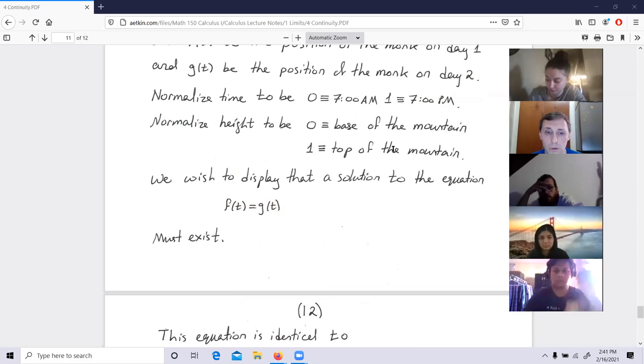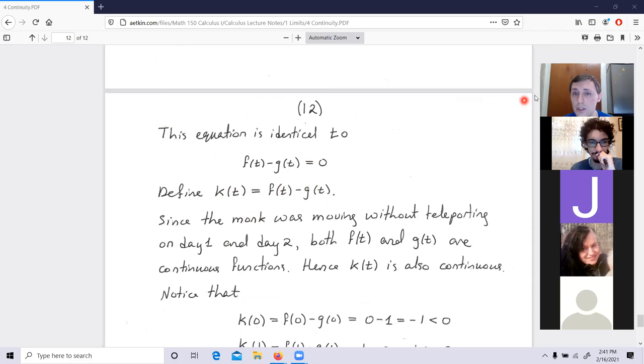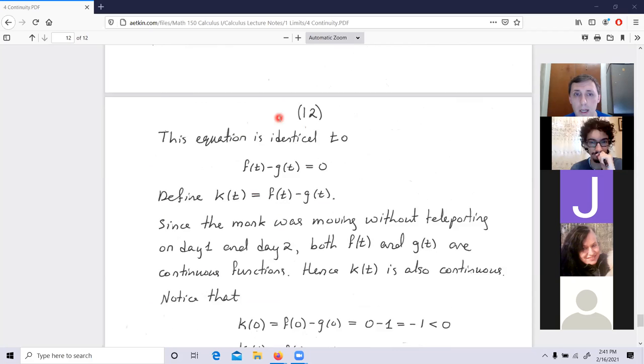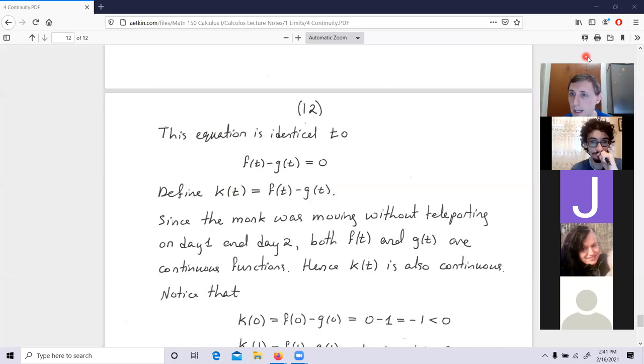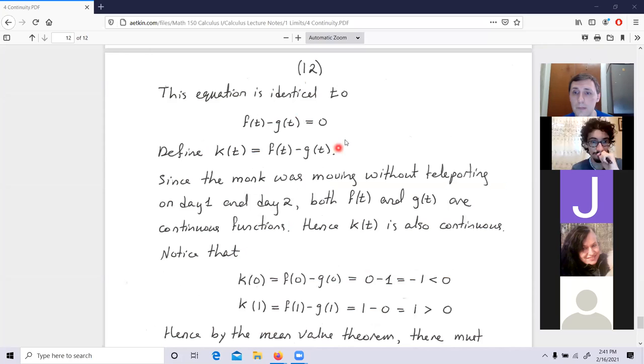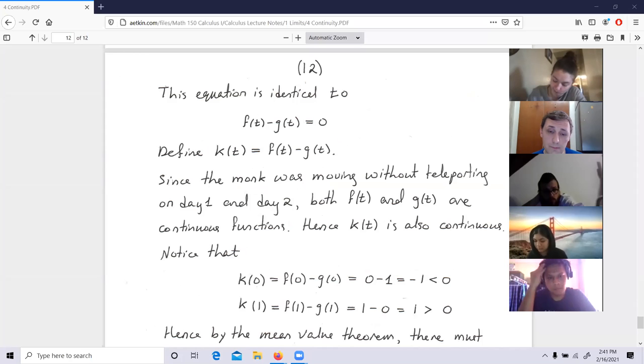So I create a function k of t, which is f of t minus g of t, okay? To solve this equation is the same as to solve f minus g equal to zero. So I do that, you understand? I like to compare against zero. And then let's see if we have a solution. So k of t is a difference of two continuous functions. It must be continuous, yes?